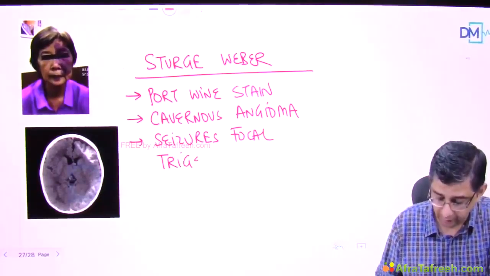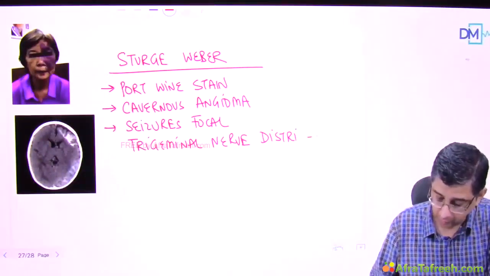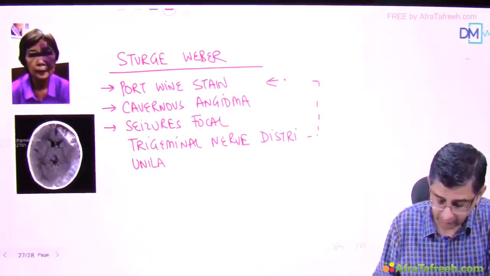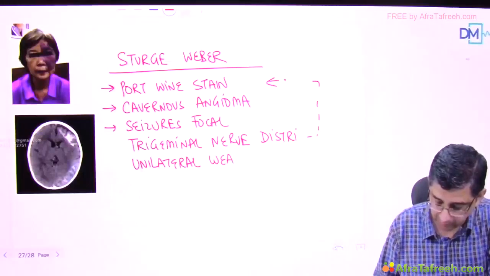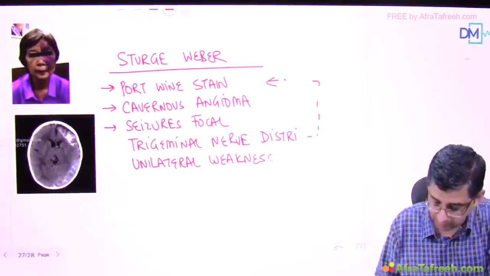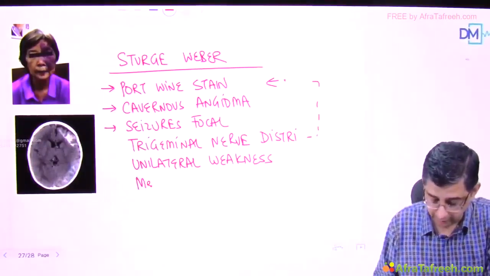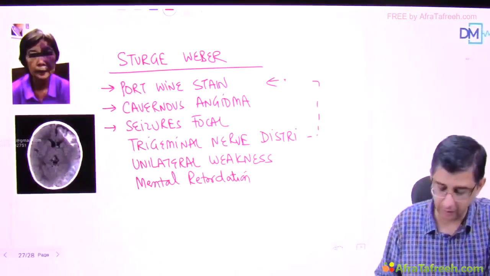Alphabet T would stand for trigeminal nerve distribution, where the port wine stain is present. U stands for unilateral weakness, which is explained by the cavernous angioma component, which can press on the corticospinal pathway, causing upper motor neuron signs in the patient. R stands for mental retardation. Both tuberous sclerosis and Sturge-Weber will have mental retardation.